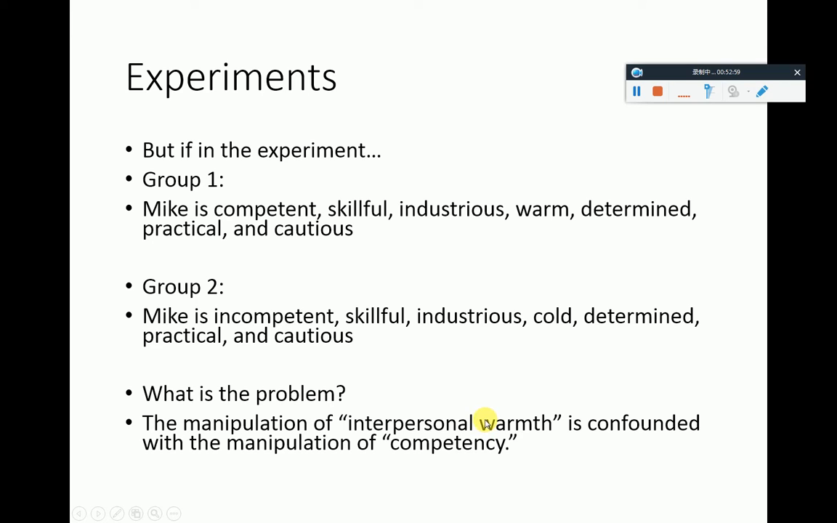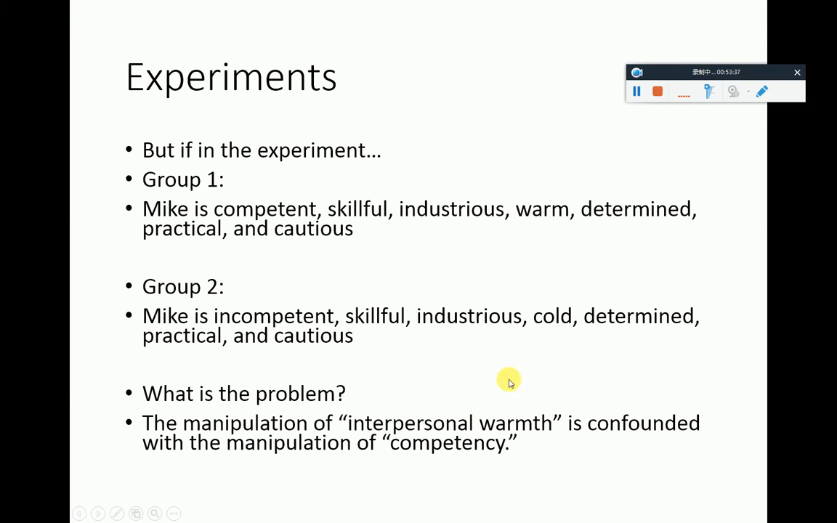And because the two manipulations, the manipulation of warmth and the manipulation of competency, happen at the same time, we would not be able to determine whether it is this manipulation or that manipulation or both manipulations that result in any change in the perception of Mike's friendliness. We simply don't know. Okay? So we're not able to establish any kind of causality because there are confounds. And the confounds are due to the manipulation of these two variables at the same time.